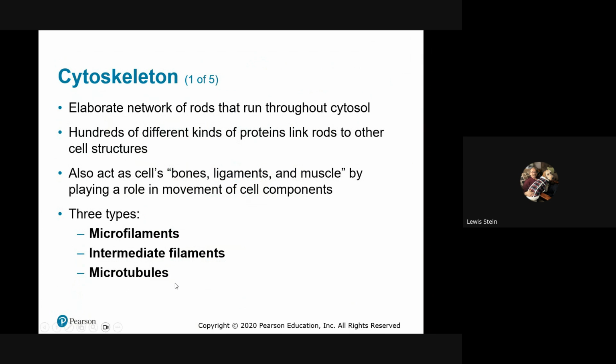The larger version of these that are responsible for the spindle, so famous in mitosis, for things like cilia and flagella, are called microtubules. They're made of a protein called tubulin. It's not an overly creative naming. Again, it's more of a hollow tubule where actin is really not. And again, just like during mitosis, they form to create that spindle, and then when mitosis is done, they disappear.